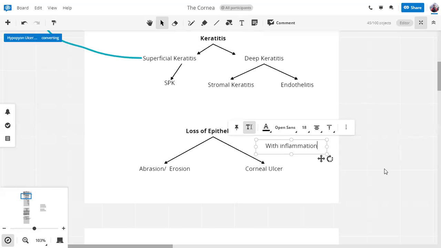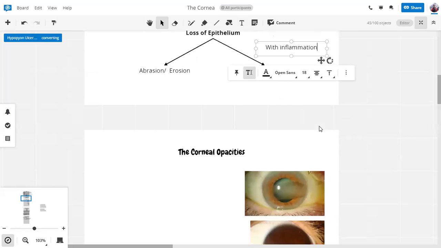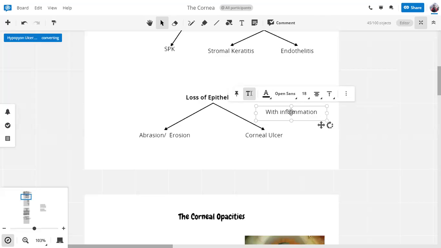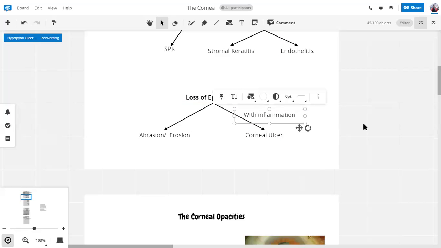फिर corneal abscess क्या होता है? Abscess वैसे क्या होता है? Does anyone know what an abscess is?